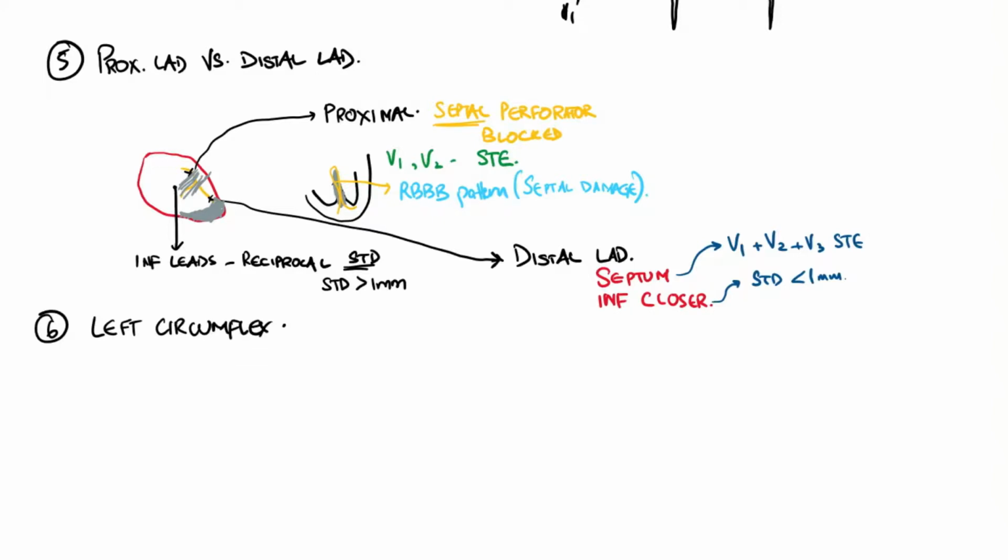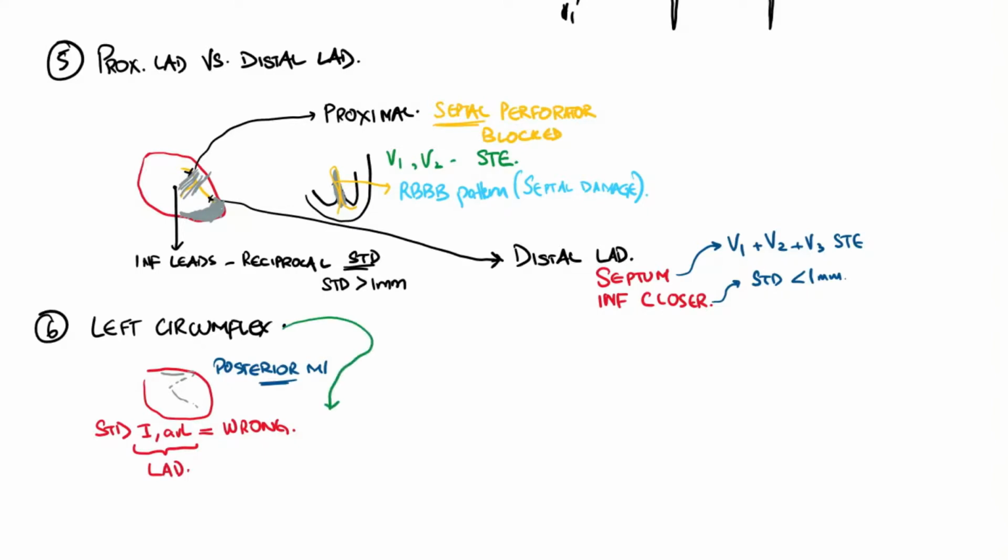The next one is relatively simple as well. It is the left circumflex. Now there is a common misconception over here. People identify left circumflex lesions as ST elevation seen in 1 and AVL. Well, that is not true. The left circumflex will show ST elevations in only leads V5 and V6. If you see ST elevation in lead 1 and lead AVL, this is much more an indicator of LAD disease as compared to left circumflex. And here is a visual representation of how left circumflex affects the V5 and V6.